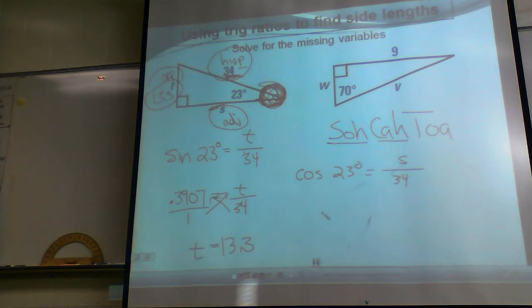What is cosine of 23? 0.9205? And I'm putting that over 1, so that equals S over 34, and then just cross multiply. So S equals whatever 34 times 0.9205 is.